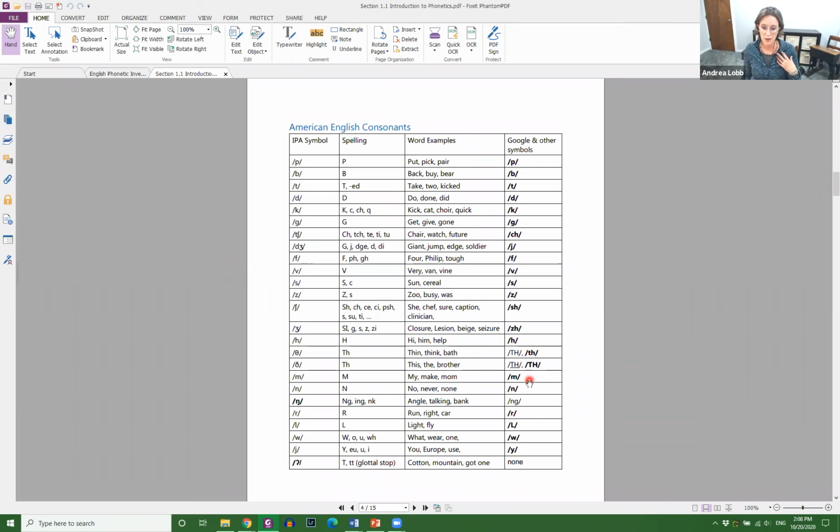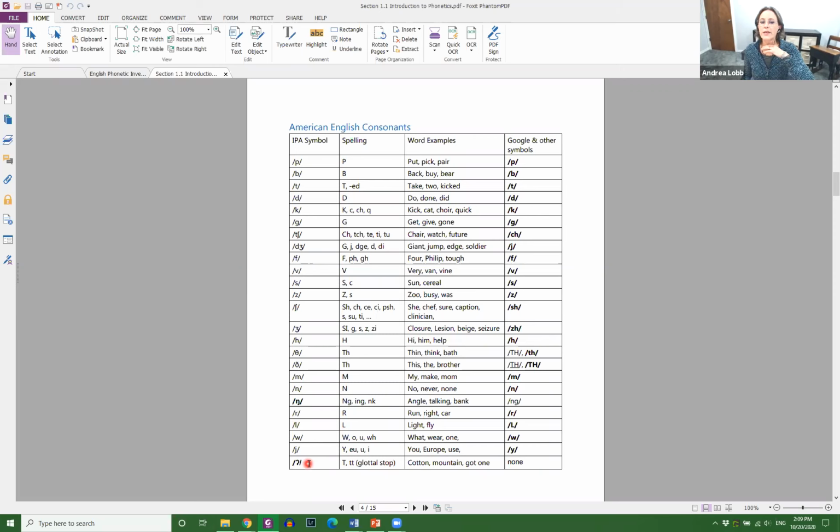M and N match their spelling very well. Ing, again, is this weird symbol here in the IPA, and Google uses an NG. R and L match their spelling system very well, and so does W. Now the Y is a little bit confusing in the IPA, written with a J symbol. In some languages that J represents a yeah sound, but in English it doesn't really do that. Google Dictionary is going to use a Y, yeah. In English, lots of varieties of English use a glottal stop.